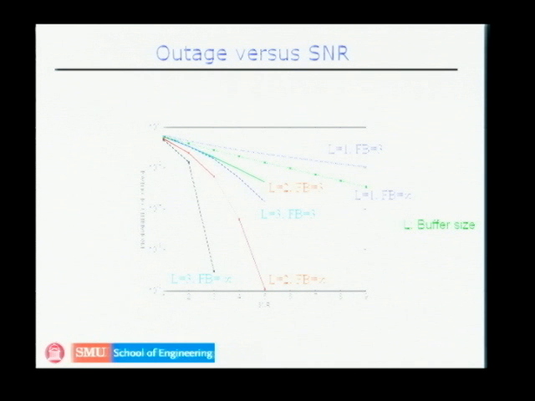That really is the punchline: if you have a buffer at the transmitter, so random packets are coming in, and you have knowledge about this buffer at the receiver, that improves your system performance. And that is basically what we are going to show.